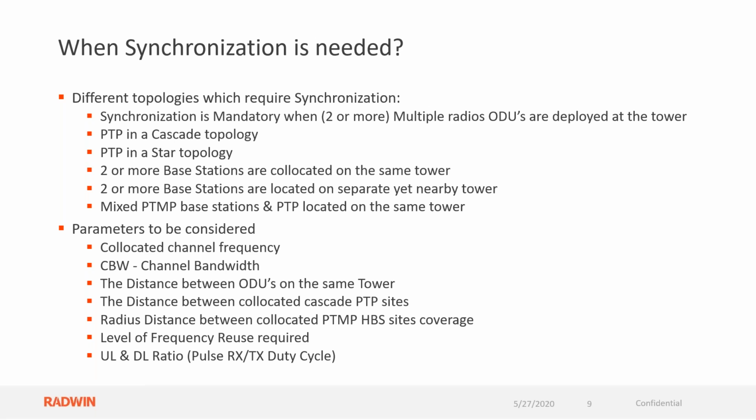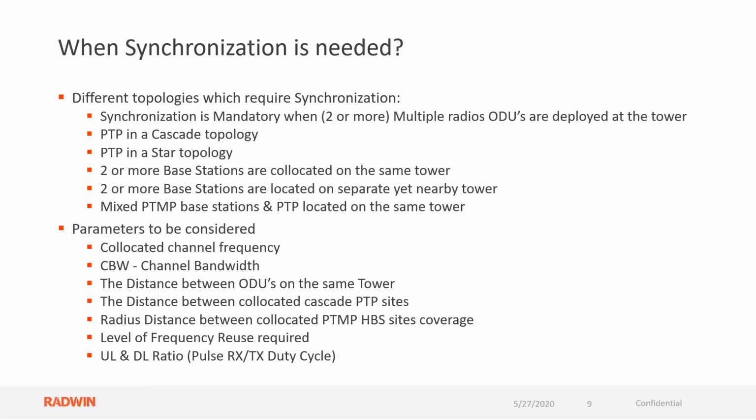When is synchronization needed? Of course, in RADWIN, we distinguish between different topologies of installation and deployment. Synchronization is mandatory when two or more radios are deployed at the same tower. It can be the same tower or different towers, and then we need to think about a different kind of synchronization according to the topology that we have in the network. We distinguish between different topologies for point-to-point, different topologies for point-to-multipoint, and a mixed configuration.